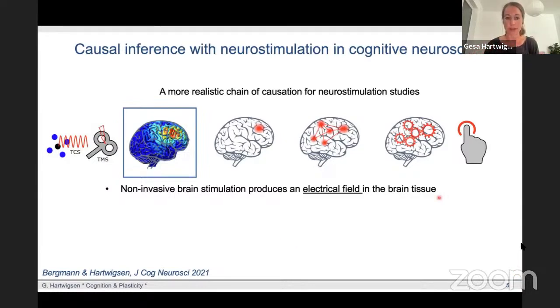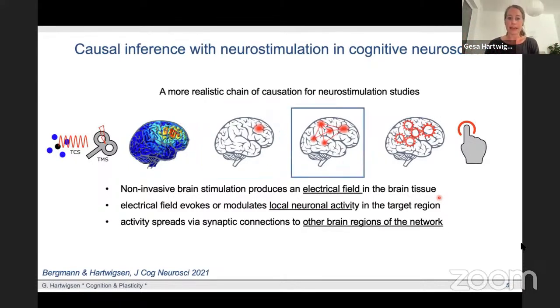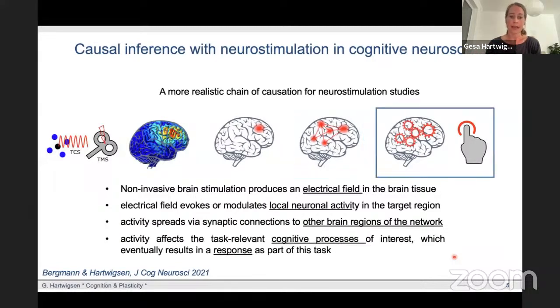So you induce current in your brain. Now, the electrical field evokes or modulates the local neuronal activity in your target region. This means you're not targeting single neurons, of course, but hundreds, thousands of neurons. Now, the activity you induce spreads via synaptic connections to neighboring areas of the connected network. And unfortunately, not only to the network of interest, but it can also affect other areas that you're not interested in. And then finally, the activity affects the task relevant cognitive processes that you're currently measuring.